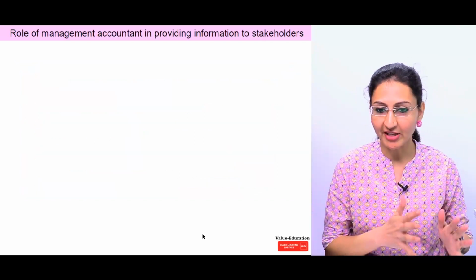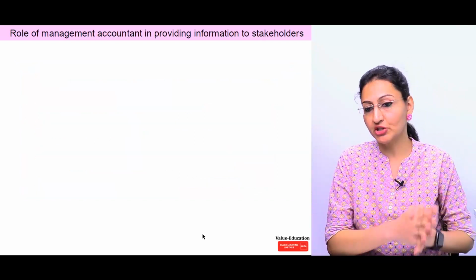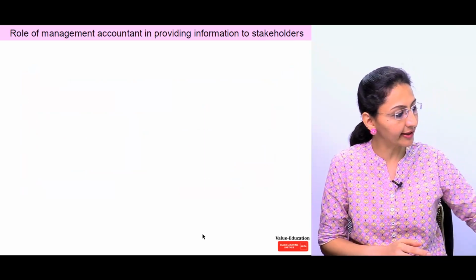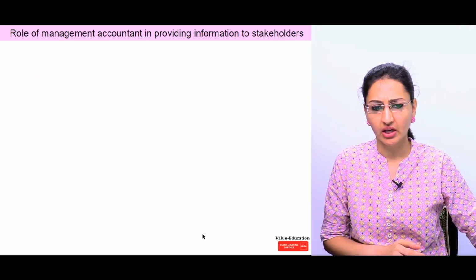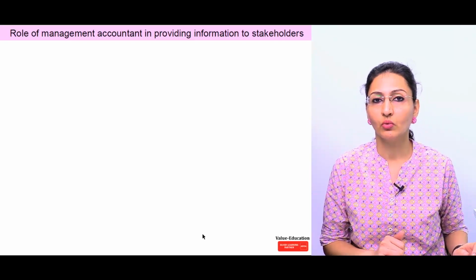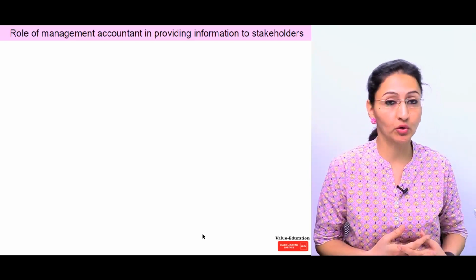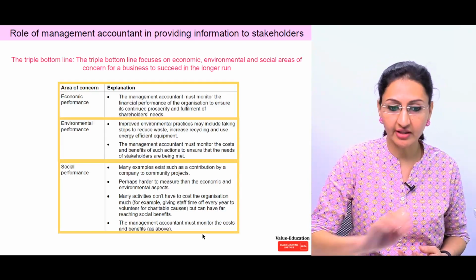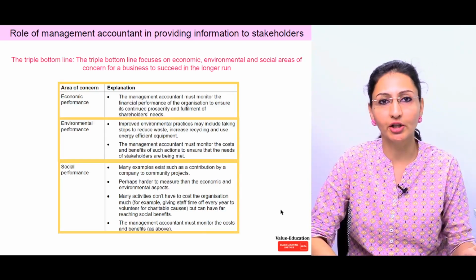Then the role of the management accountant in providing information to stakeholders. Now this is another thing. What role does the management accountant play when some information has to be provided to stakeholders? The first thing which comes up is the triple bottom line.